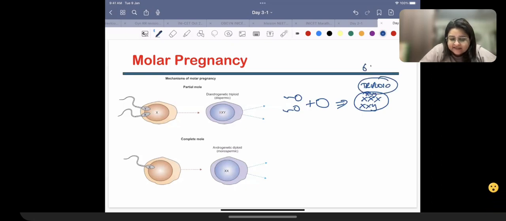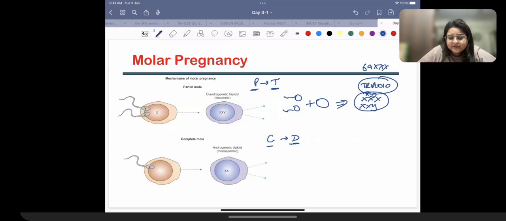Okay, so it's 69XXX or 69XXY. And so it's easy to remember because partial mole is triploid. P and T come together, nearby in the alphabet. So if you forget, remember like this: complete mole is diploid, C and D come together in the alphabet. Partial mole is triploid, P and T come nearby in the alphabet.